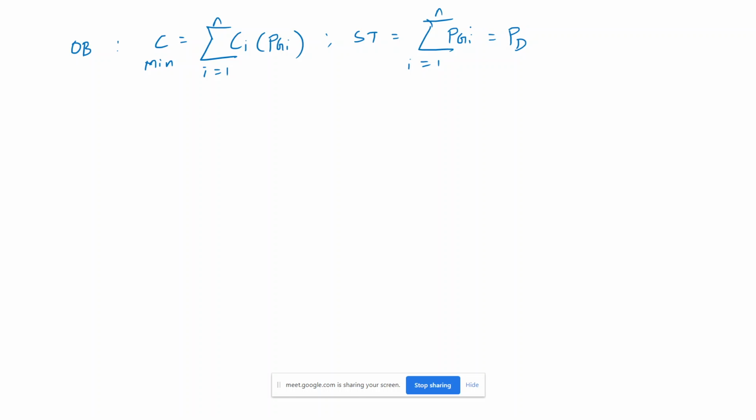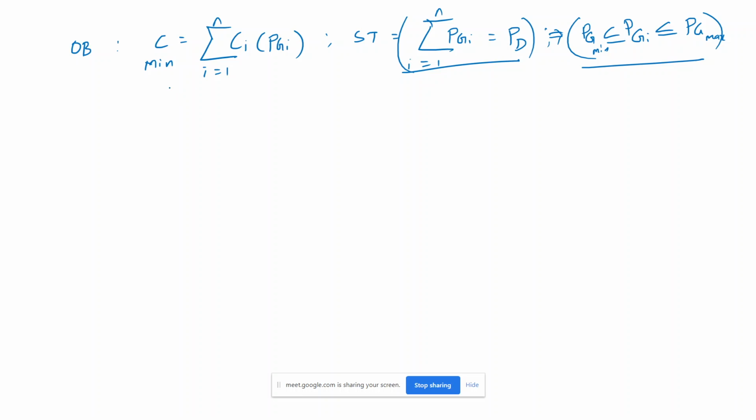And what is one more constraint? It should be the limit. One more constraint is that this Pgi should be between Pg min and Pg max. So this is one more constraint. These are the two constraints we need to consider along with our objective function. So this is our problem. Okay, so how are we able to apply the Lagrangian method to this?